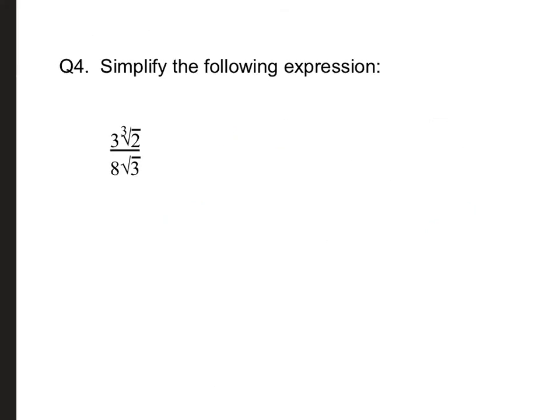Last example. We want to simplify this expression. Now, right away, what you should notice is that these index values are not equal to each other. We have a cube root in the numerator and a square root in the denominator. That means that we cannot divide these radicands by each other. 3 over 8, which is the two coefficients, also does not simplify. That being said, we must still rationalize this denominator. We have a root of 3 in the denominator, so we're going to multiply this by the root of 3 over the root of 3.